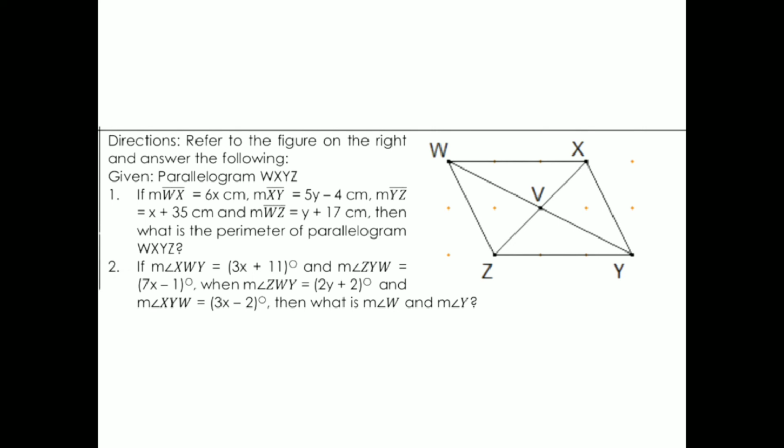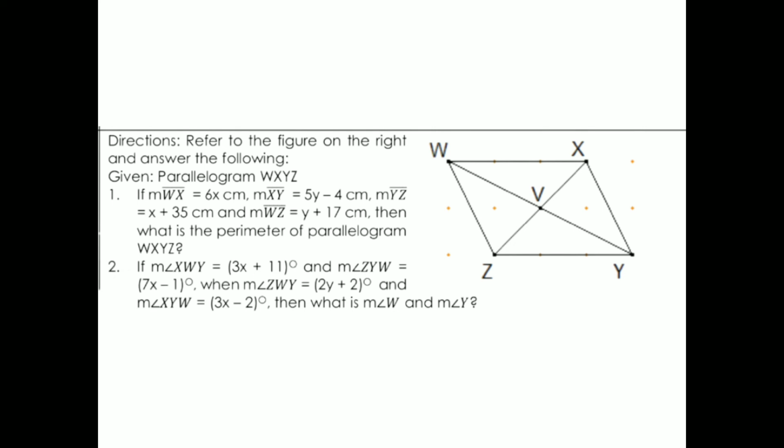Then number 2 naman, if angle XWY is equal to 3x plus 11 and angle ZYW is equal to 7x minus 1 degree, when angle ZWY is equal to 2y plus 2 degrees and angle XYW, siguro itong isa ay y din, is 3y minus 2, baka typographical error lang to. Then what is angle W and angle Y?